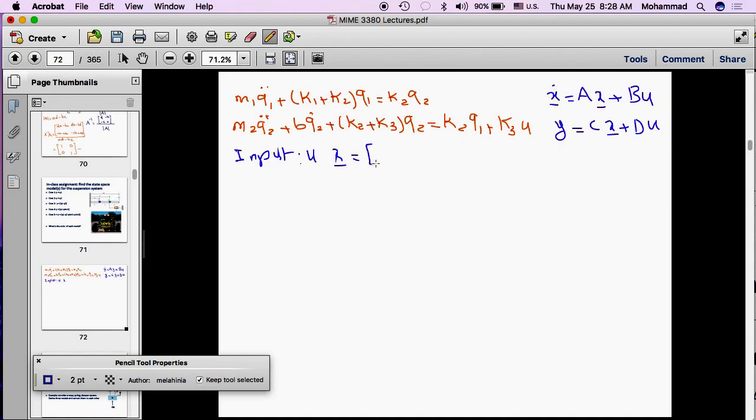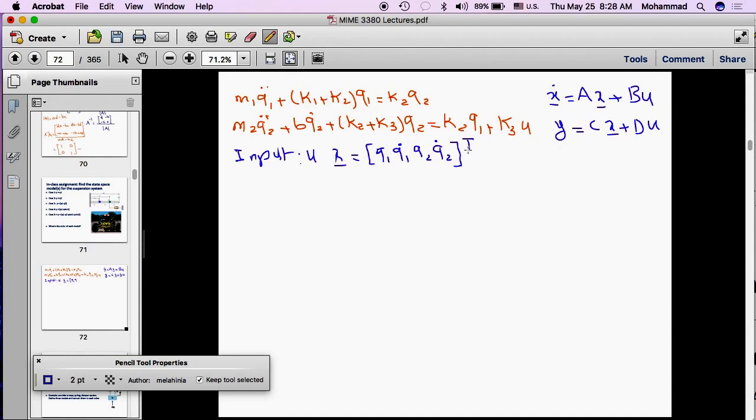State variables of which one? Absolutely. So it's going to be Q1. We can go Q2 next, or Q1 dot next, then Q2, then Q2 dot. And the state vector is going to be always a column vector. So to just make it easier to write, I wrote it as a row vector with a little t to say that it's really a column vector. It's not a row vector.